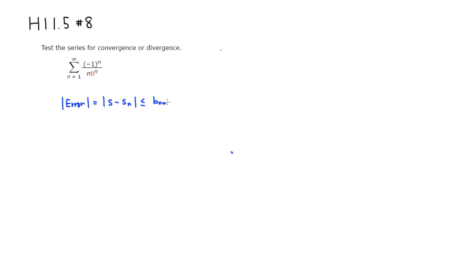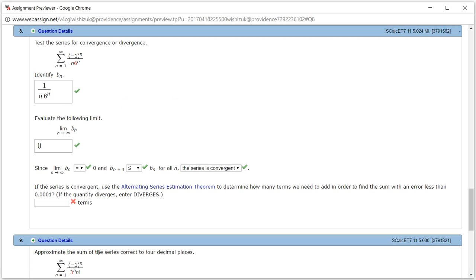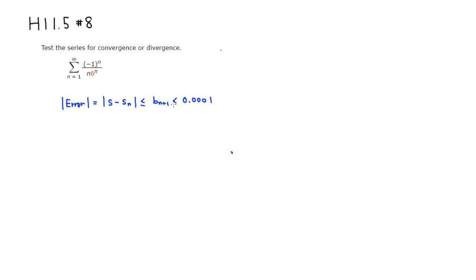Bn plus 1. So what we want to do is make sure that this is less than 0.0001. Let me double check. All right, it's 0.0001. So this is what we want to do. This is Bn right here.